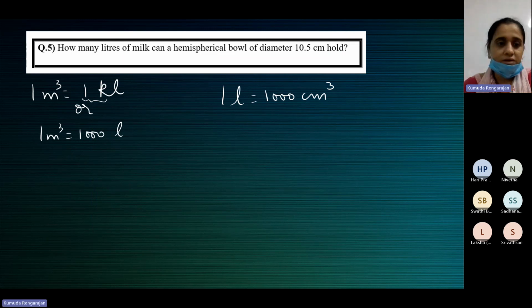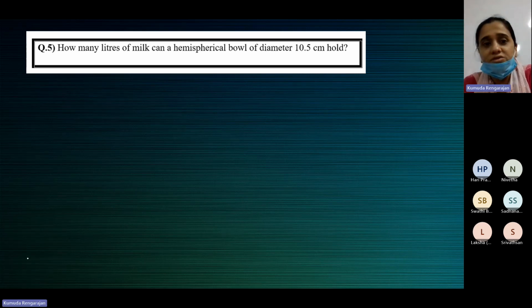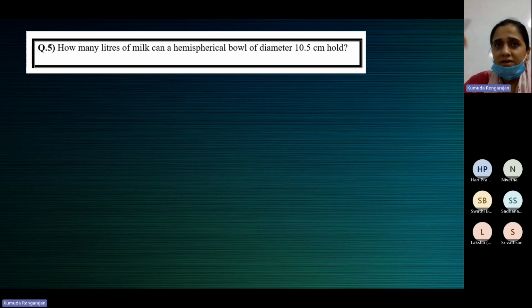Got this? All right. Now let's answer this question. How many liters of milk? Liter is volume only, no? Liter volume is something which you pour inside the vessel. Anything to do with the inside of the vessel is volume. How many liters of milk? Straight away it's volume, it's not surface area. So how many liters of milk can a hemispherical bowl of diameter 10.5 centimeters hold?